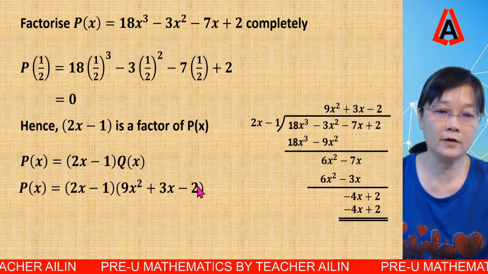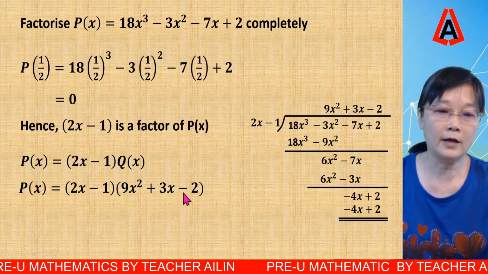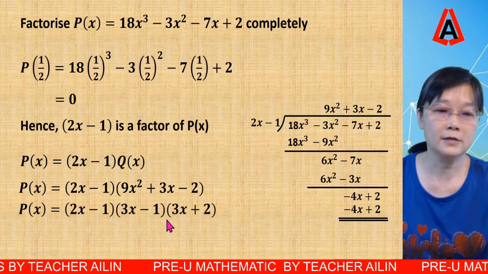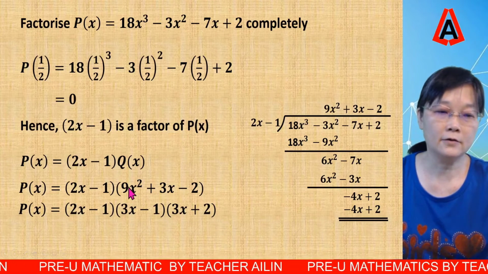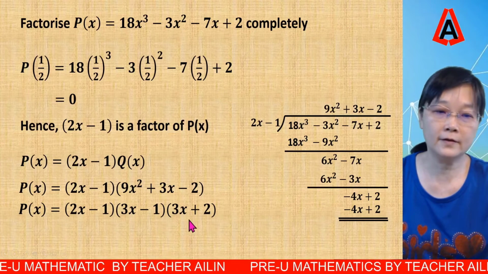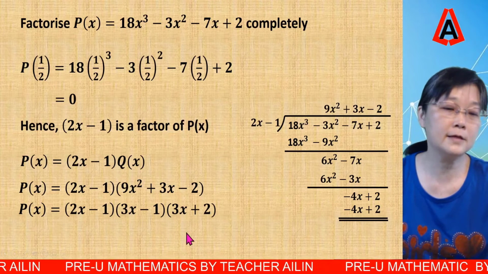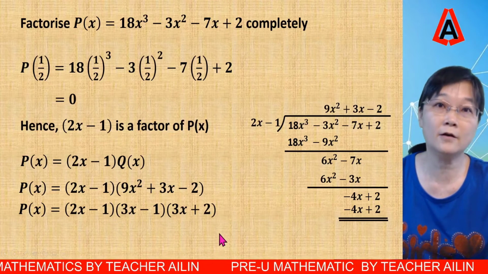After I have got the quotient, I find that this quotient is a quadratic. Now I have to make sure whether I can factorize this quadratic. So when I try to factorize, I find that the quadratic can be further factorized into these two factors. So after the factorization, now I have already factorized the polynomial completely.